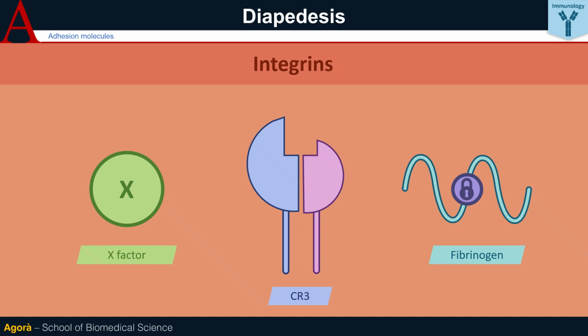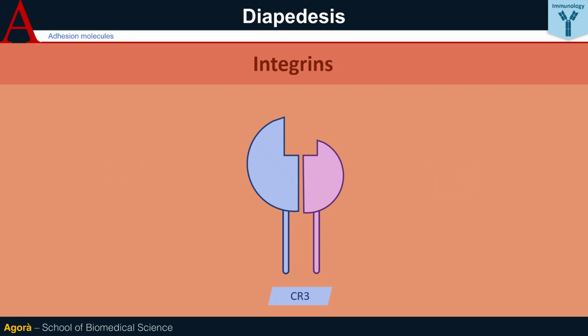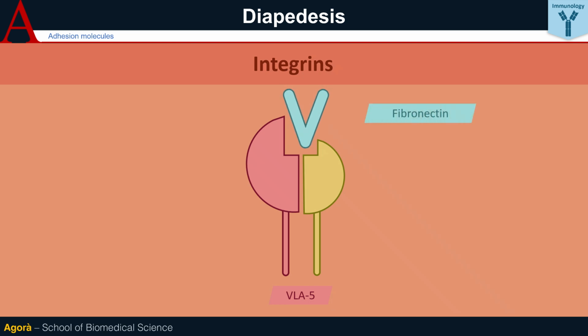Additionally, CR3 can bind to fibrinogen and coagulation factor X, bridging the immune system and the coagulation system, which is also talked about in a previous video. Lastly, VLA5 can bind to the fibronectin of the extracellular matrix, mediating the interaction between the cells and the surrounding connective tissue.